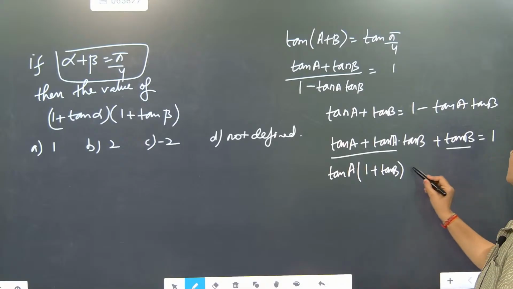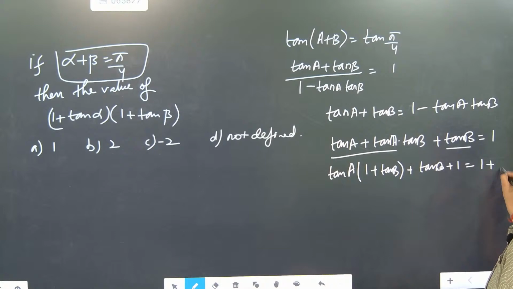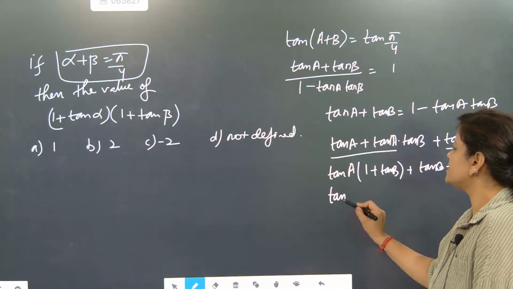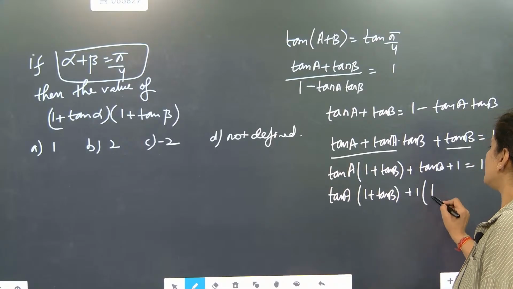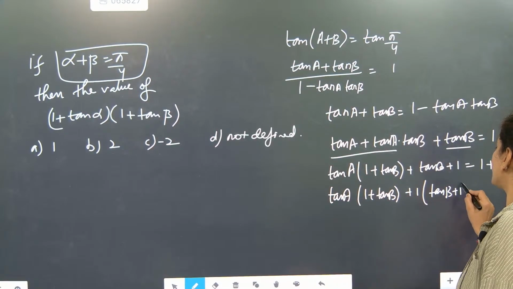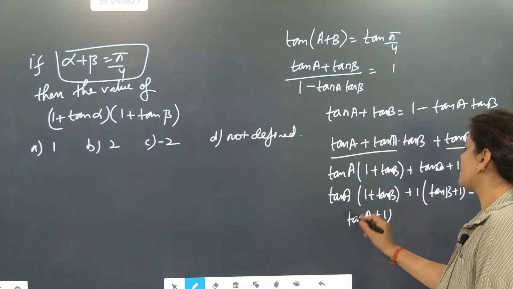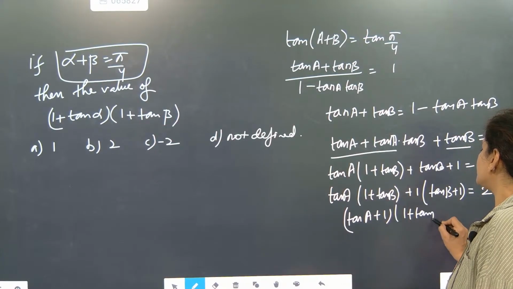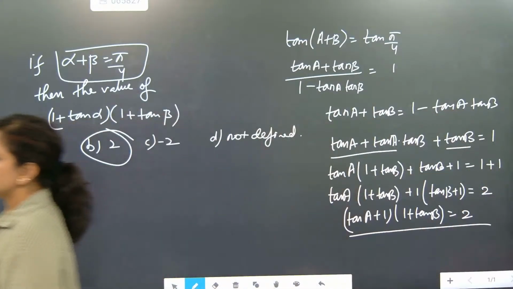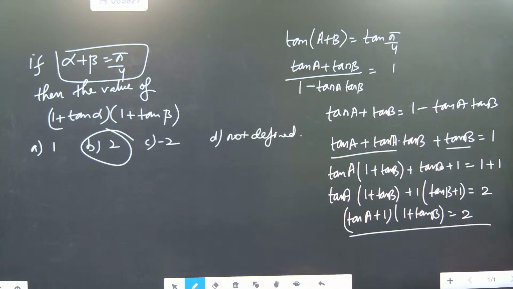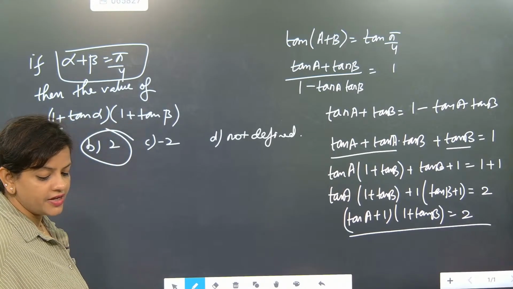We will do one small work. We will add 1 here and on this side also we will add 1. So here it is coming as tan A (1 plus tan B), and here 1 will become tan B plus 1 is equal to 2. So this part is coming as tan A plus 1 and here it is coming as 1 plus tan B is equal to 2. That means the multiple of these two is giving us 2. B is the answer. Understood? B is the answer. So if you solve like this, you will get the answer.